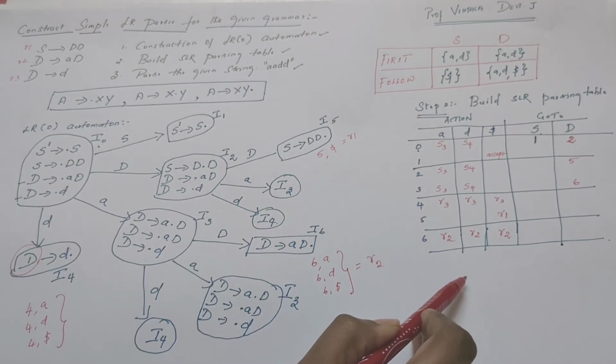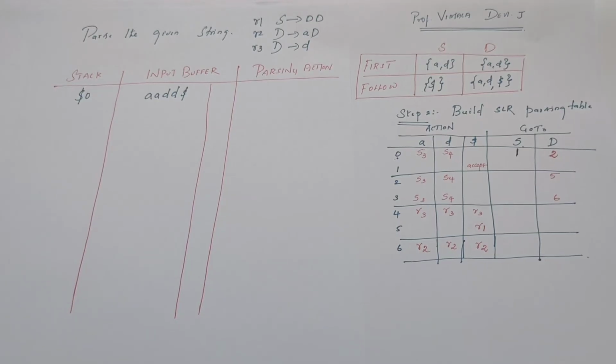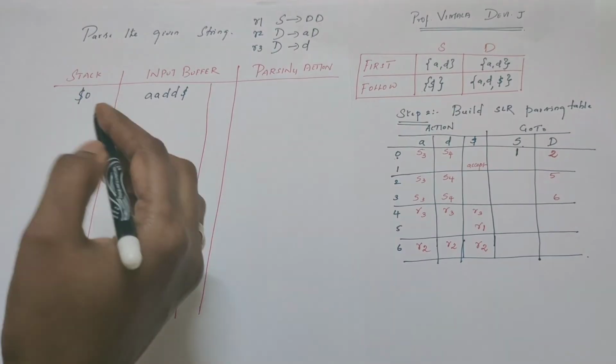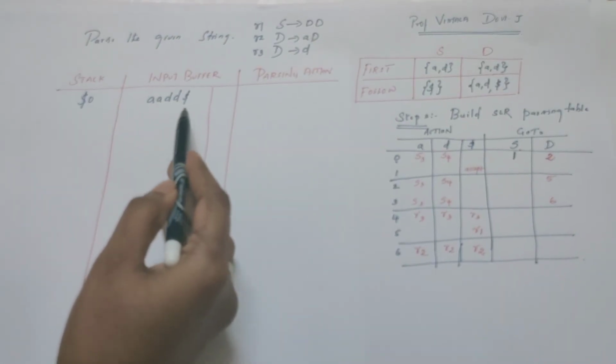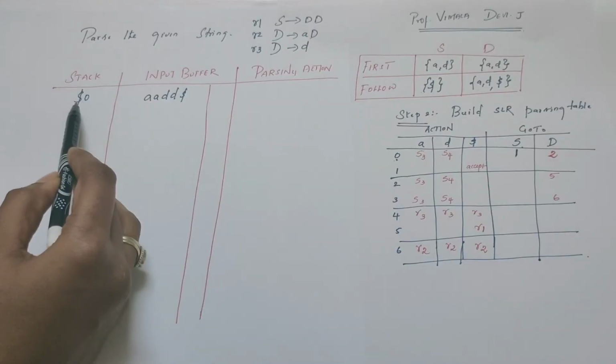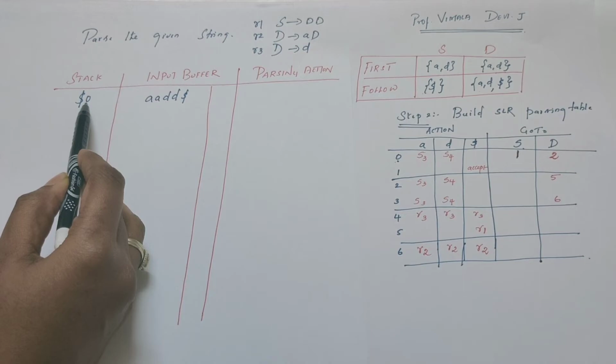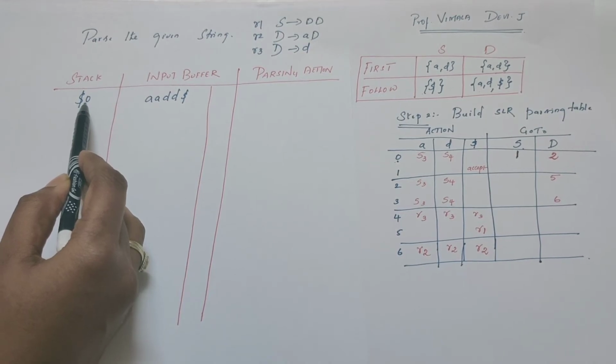Next we see the third step. Let's do the third step here. What is the third step? Parsing the given string. The given string is kept in the input buffer, ending with dollar. And the stack contains dollar, which indicates empty, and also the state number 0. 0 is pushed onto the stack.